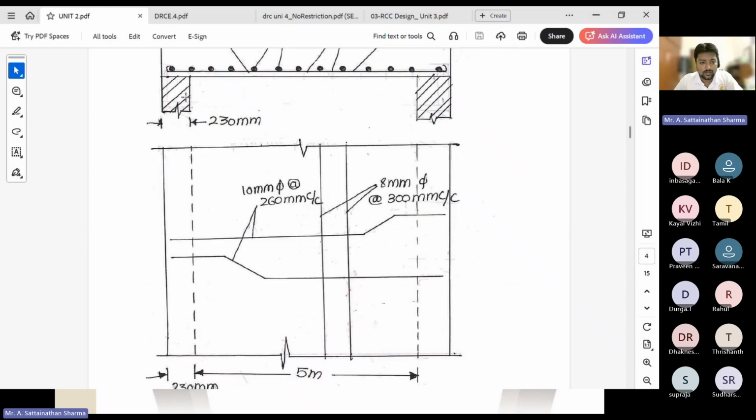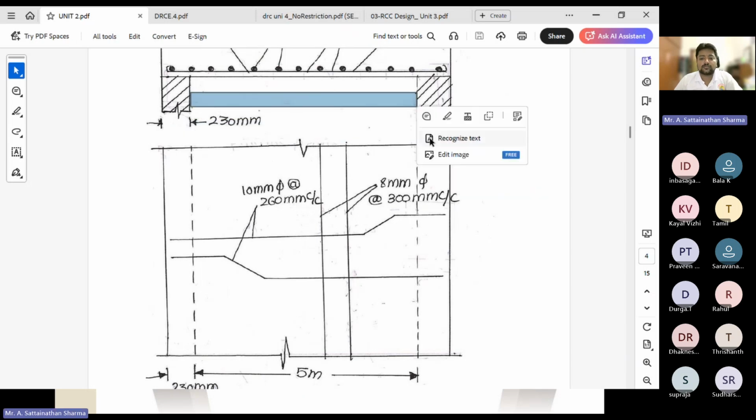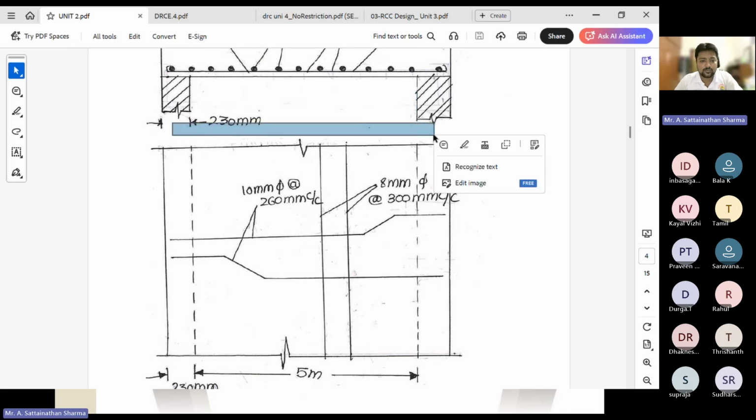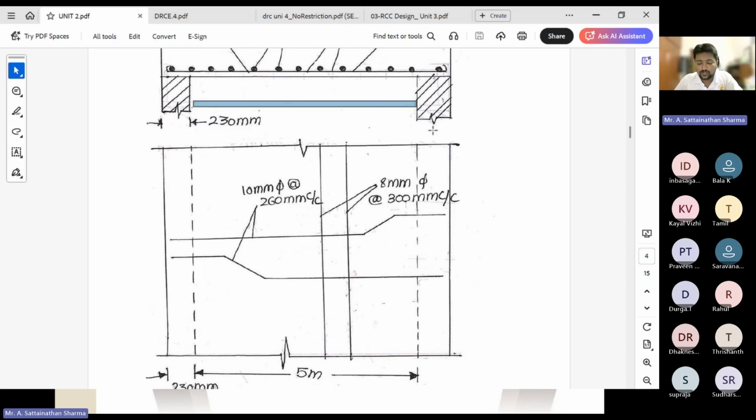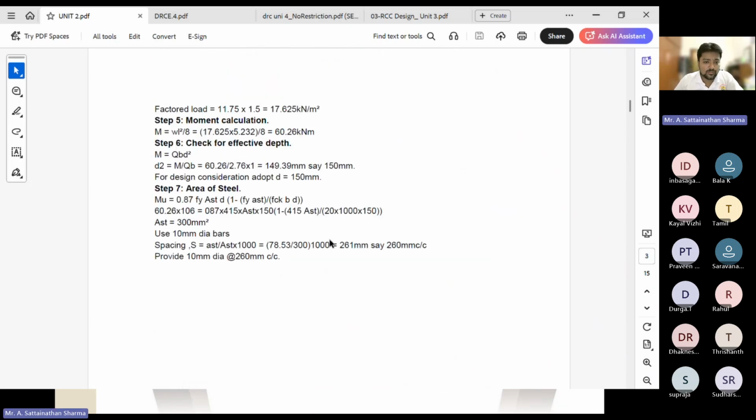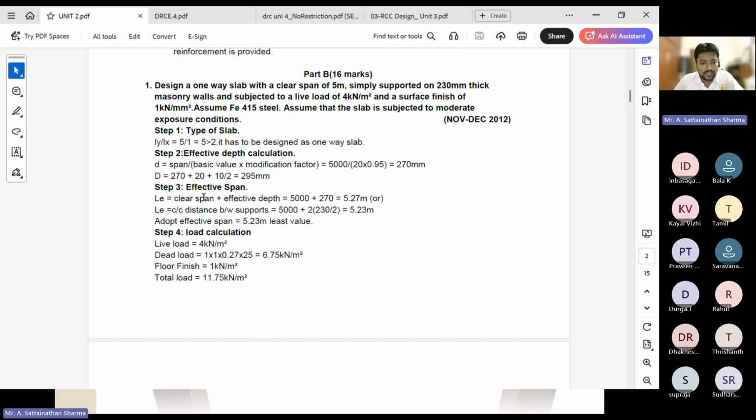You can see it in the diagram easily here. This is what I'm saying. From this center, this is the wall thickness 230 mm. From here to here, this is my effective span, and this is my clear span. So effective span is nothing but the center to center distance between the supports. The wall is 230 mm, so it will be 115 plus the 5 meter distance in between, again 115. Clear? So you have two ways to calculate the effective span.